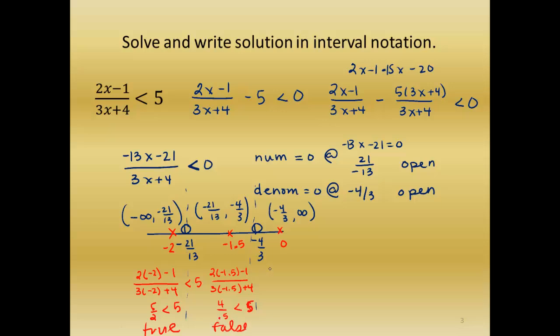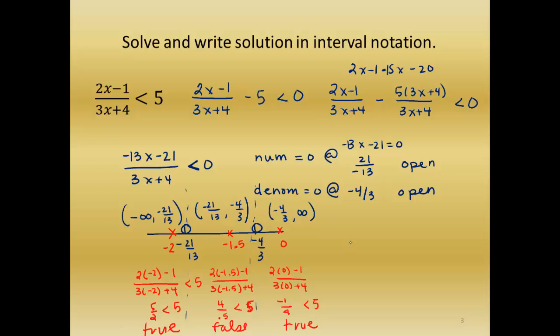And the last one, 0, what a nice one to substitute in. 2 times 0 minus 1 over 3 times 0 plus 4. That gives me negative 1 over 4 is less than 5, and that is true. So in this case, I have two places that are true. Two intervals across our number line, across all real numbers, are true.